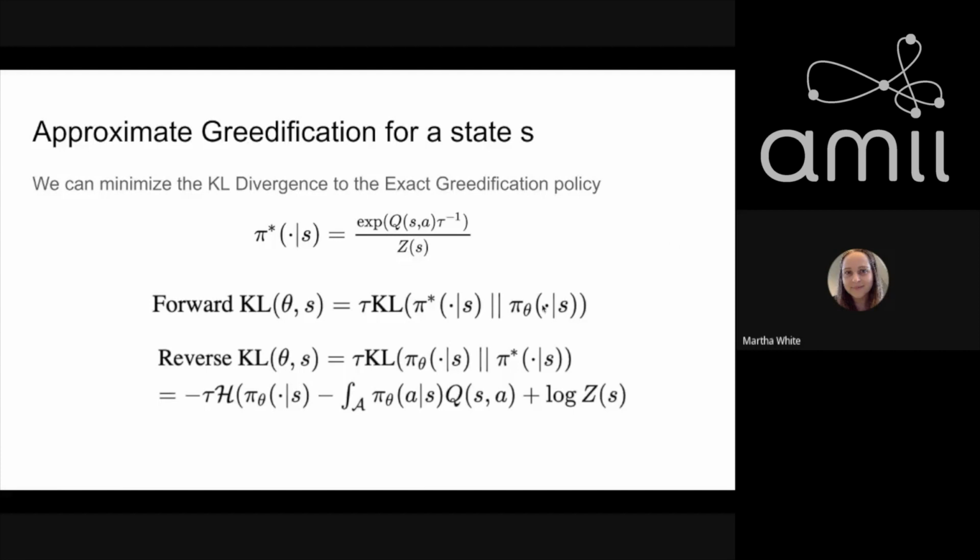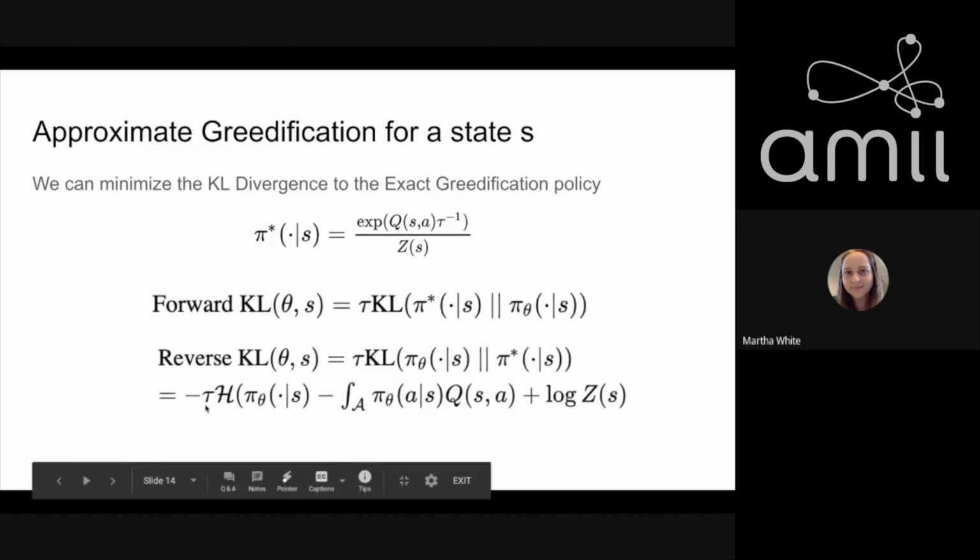Maybe I'll say one other thing: for this reverse KL, if you actually look at the difference between our parameterized policy pi theta and the exact greedification policy, it ends up looking like this term here. This term has no effect, so we can just ignore that normalization term. Here we just have what looks a lot like the regular policy gradient objective, which says, I'd like to make this value large. The way to make it large is to increase the probability of actions with high value. And then we have this additional entropy regularization term.